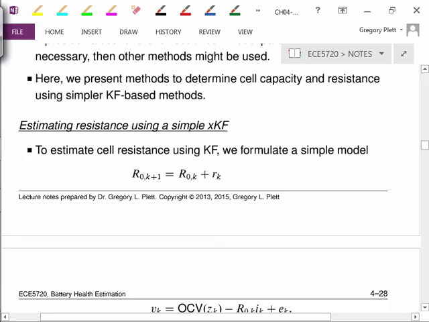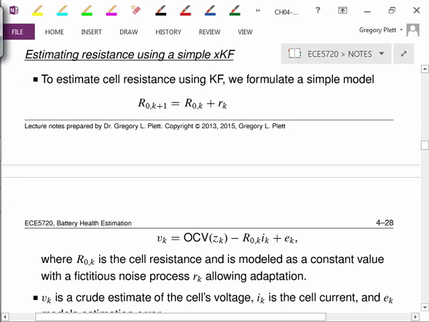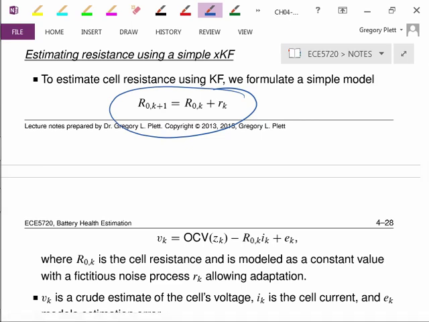So suppose we want to estimate resistance only. We could actually implement a very simple nonlinear Kalman filter to do this. What we do is we say that the resistance moves around with a fictitious noise, just like we've seen before, but notice this is a single state. This is not a large state vector or a large parameter vector. It's a single thing. So any computations we do with this are scalar computations, and they're fast.